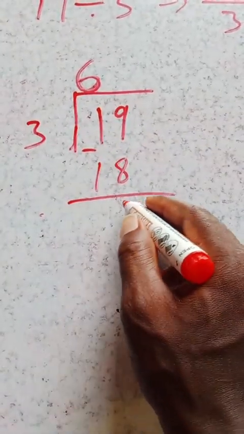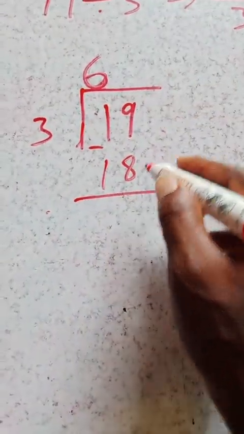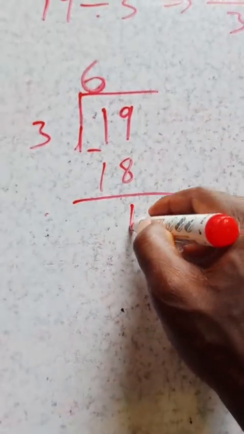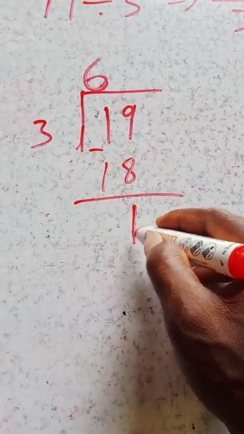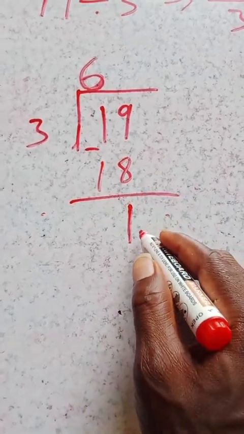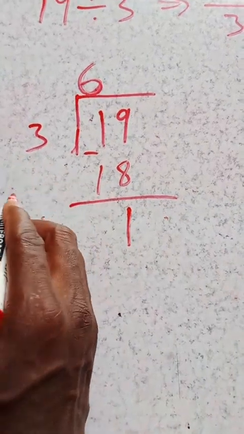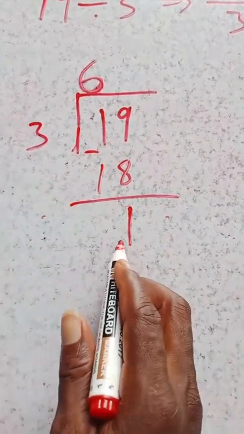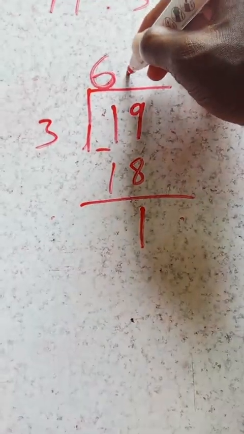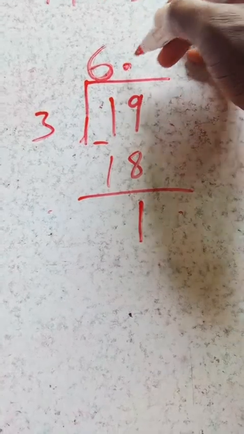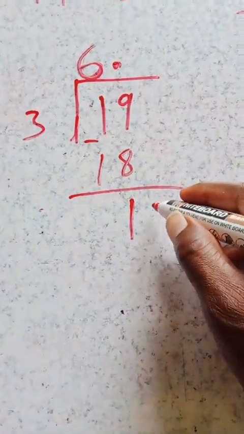Okay, now when you minus, what are you going to get? 9 minus 8 is 1. 1 minus 1 is 0, so you have 1. Now you say 1 divided by 3. How many times will 3 appear in 1? It's not possible. So since it is not possible, you put a decimal point, okay, and then add 0. That is the rule.